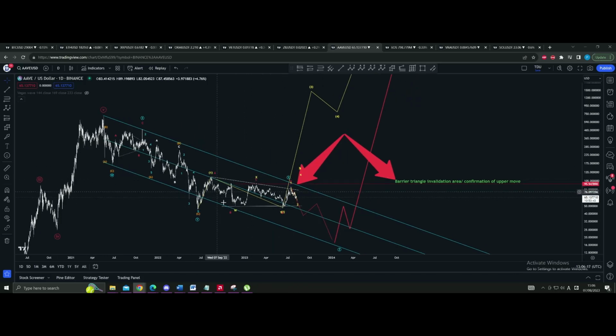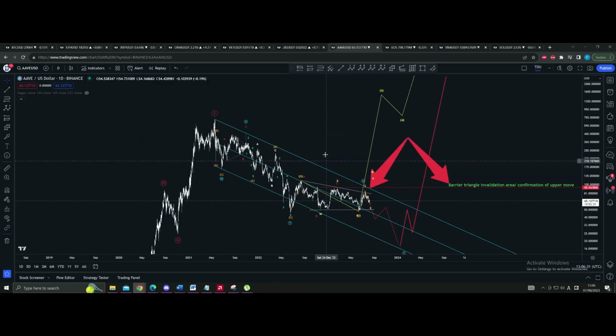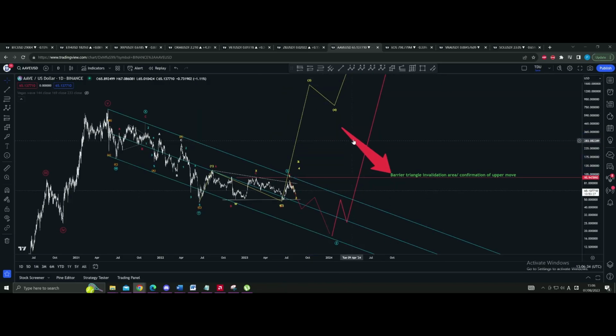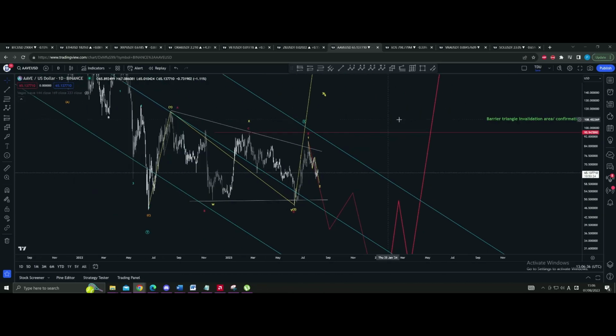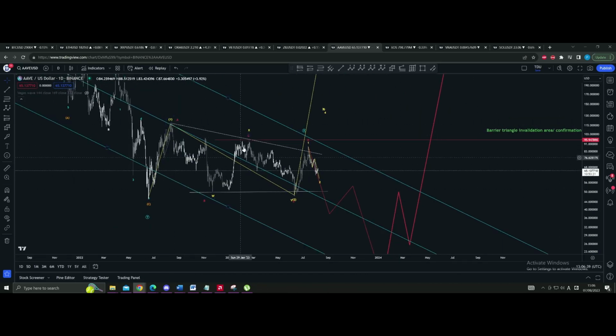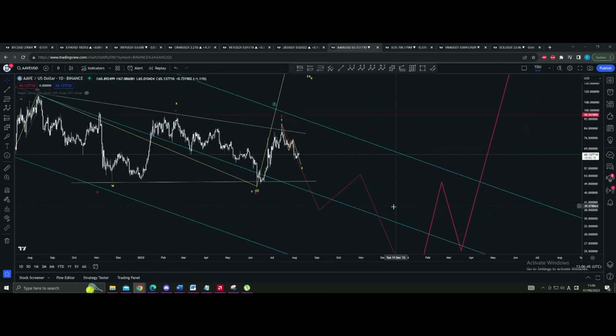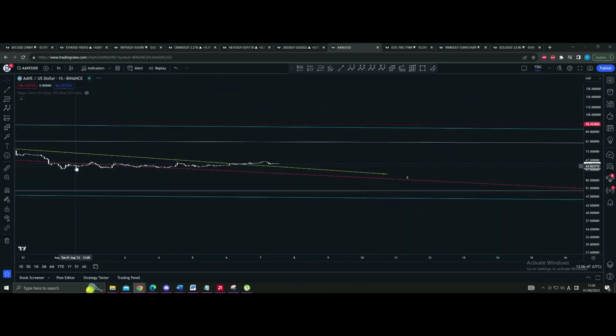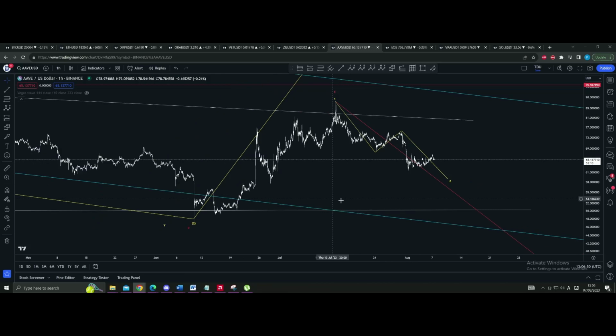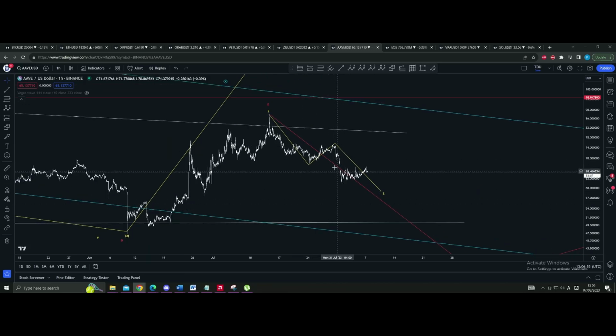So A, inner B, and then we need an impulse to complete the C there, and you would go 1, 2, 3, 4, and 5, and then further down. But if this bottomed, we can go up. Anyway, barrier triangle still not invalidated. A, B, C, D, E. But this thing on the lower time frame looks decent, to be honest. Maybe one more move down and then a buy.